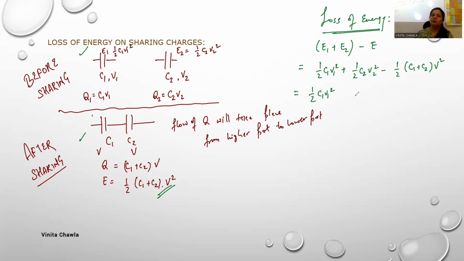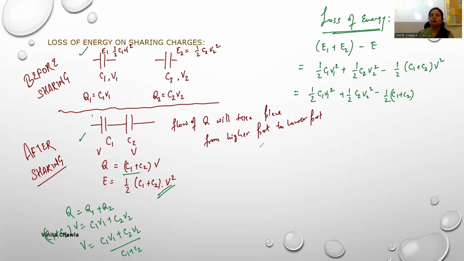Half C1 V1 square plus half C2 V2 square minus half (C1 plus C2) V square. We know the expression for common potential. How do we write common potential? We simply equate Q as Q1 plus Q2. Q is total charge after sharing, and Q1 plus Q2 is total charge before sharing. Charge is conserved, so they are equal. So we can write (C1 plus C2)V equals C1 V1 plus C2 V2. So common potential is (C1 V1 plus C2 V2) upon (C1 plus C2). So we are going to put this value here for V square. Okay. So we'll get ((C1 V1 plus C2 V2) upon (C1 plus C2)) square.